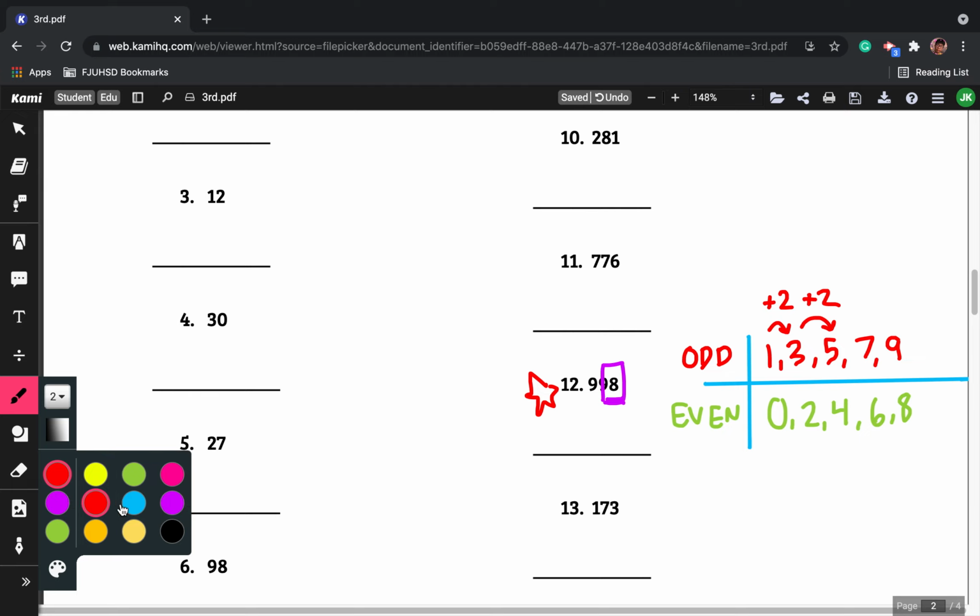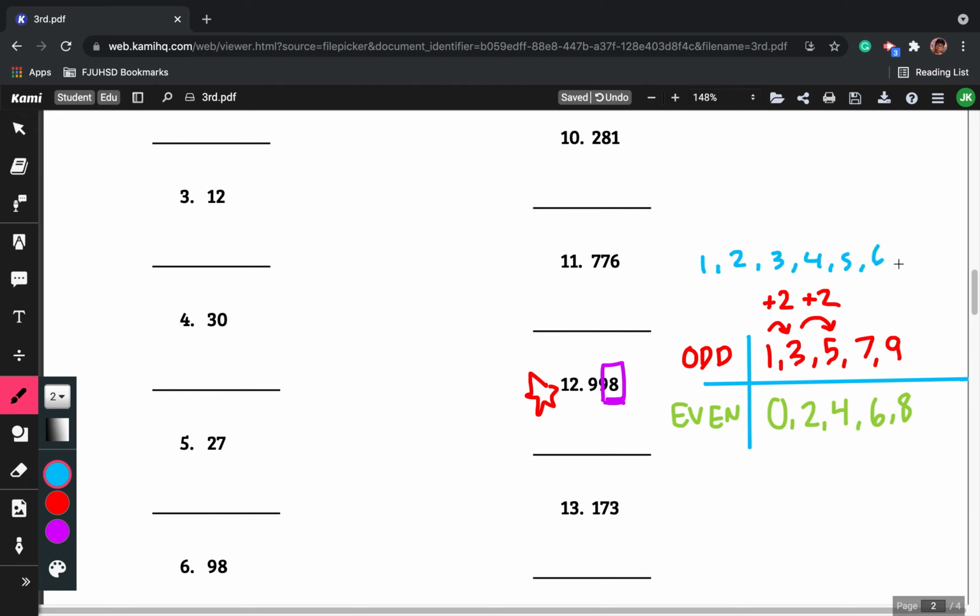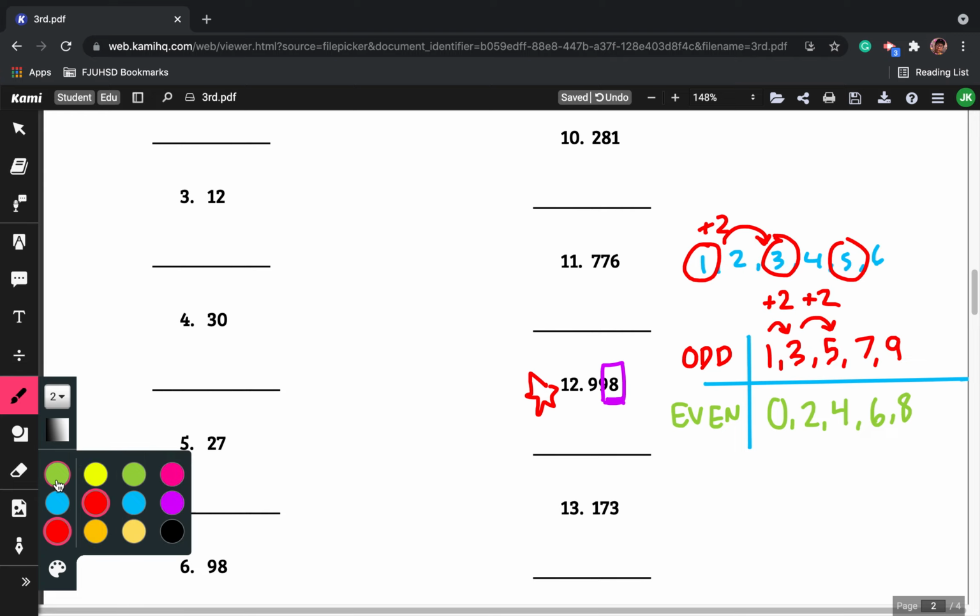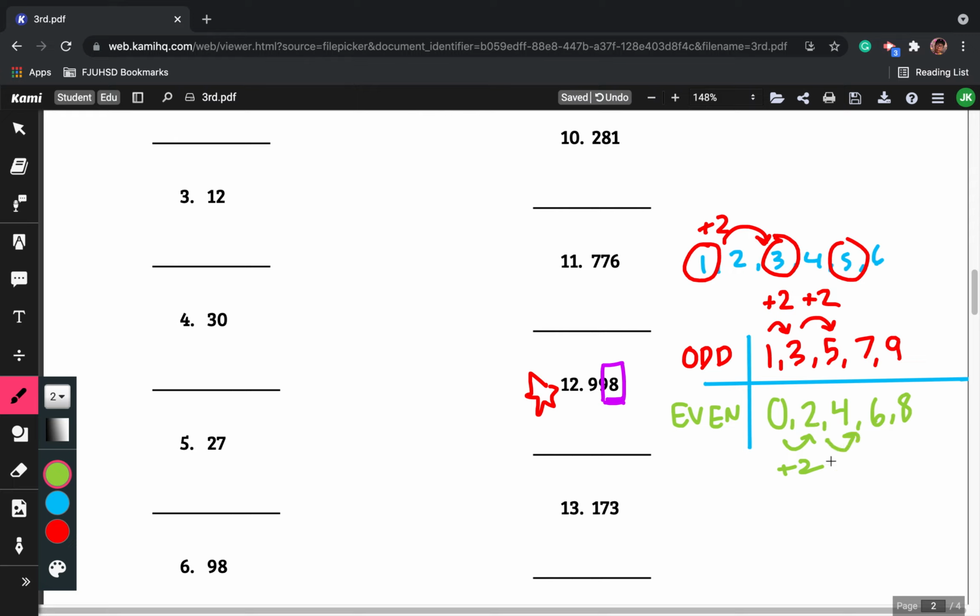Because when you write these numbers out, let's go up to 6. We know these are the odds, and if you add 2, 1 plus 2 is 3. You're just skipping over one of them. And this is also the same thing for evens. 0 plus 2 is 2. 2 plus 2 is 4, and so on. Just a little fun fact, I guess.